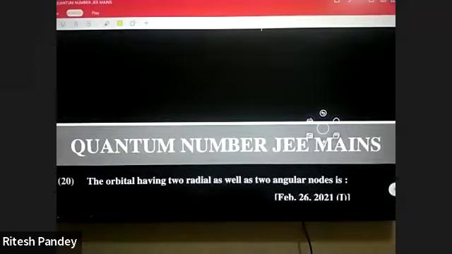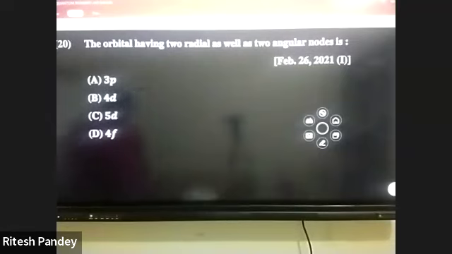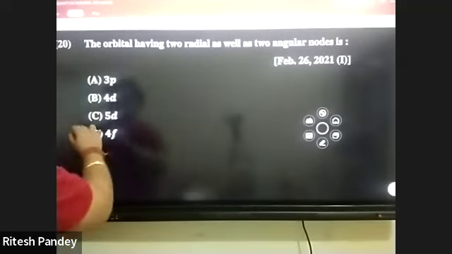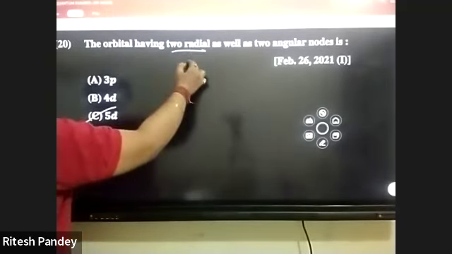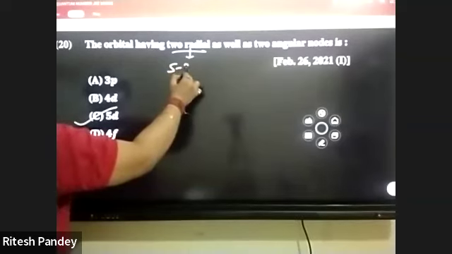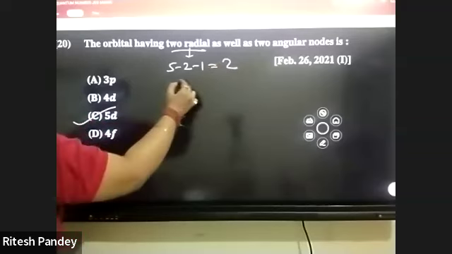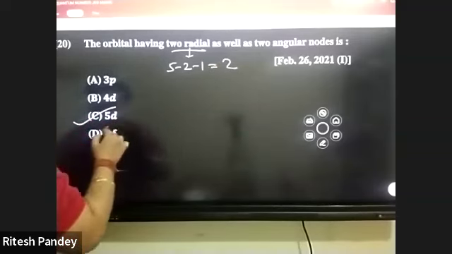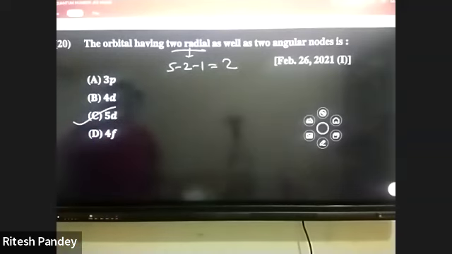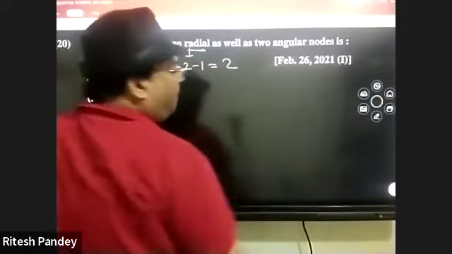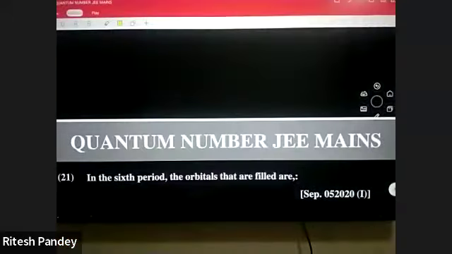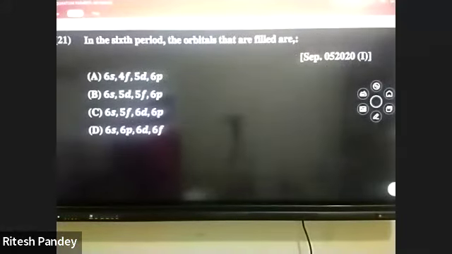Moving on, question 20. Option C. Yes, please. C, 5D. 5D seems to be the right answer because again for 5D, radial node would be 5 minus 2 minus 1, which is 2, and angular node, the value of L is equal to 2. So for 5D, radial node and angular node, both will be 2 in number. Please stop me if there is a doubt. Else we'll want to move on. Sir, option A. Option A.